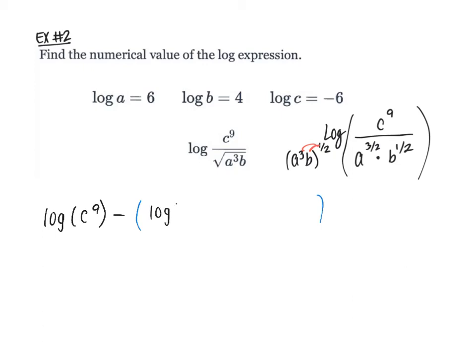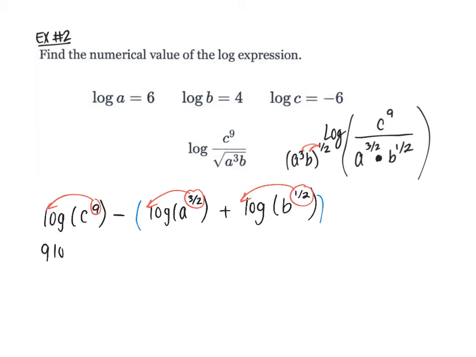So this would be log of a to the 3/2 plus, because I'm multiplying between the terms, log of b to the 1/2. And now what we can do is we can take our powers and we can drop them. So the 9 is getting dropped, 3/2 is getting dropped, and the 1/2. So we've got 9 log of c minus 3/2 log of a plus 1/2 log of b. And again, don't forget that other set of parentheses, because if you don't, unfortunately, you'll get it wrong.